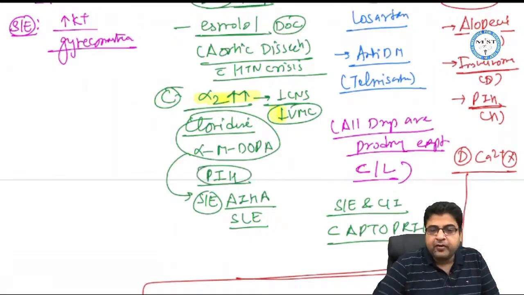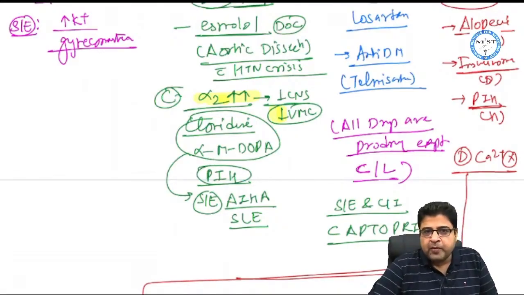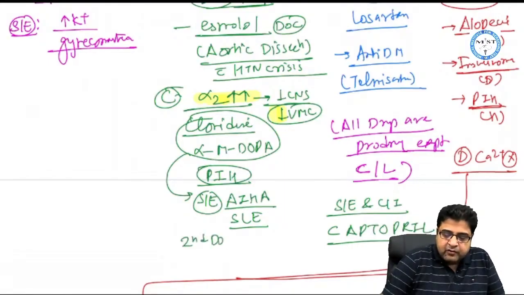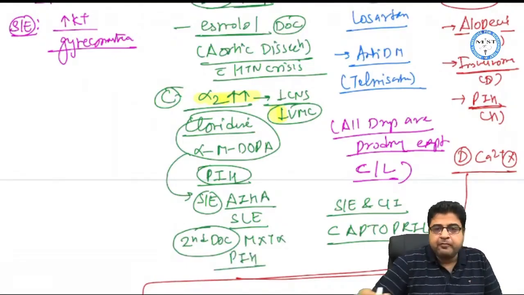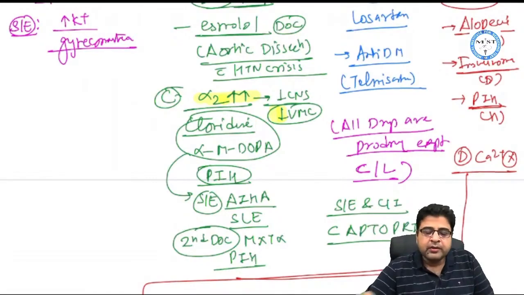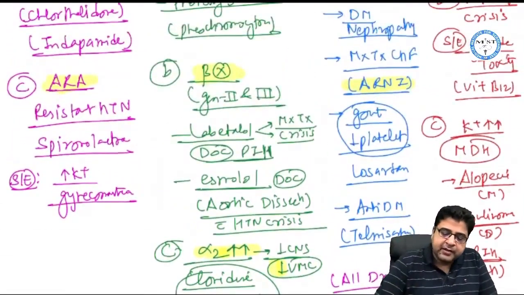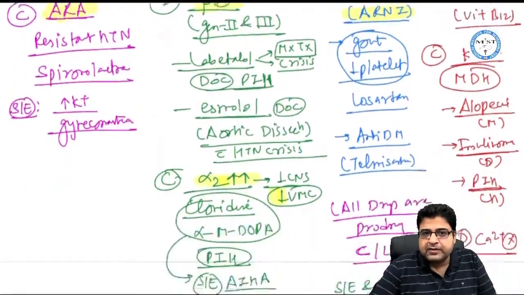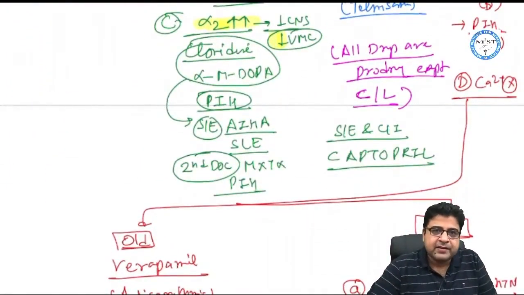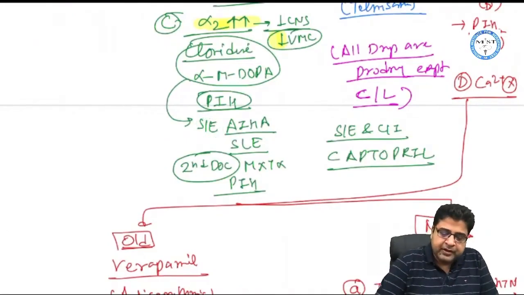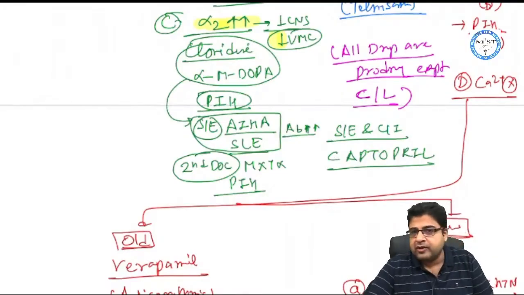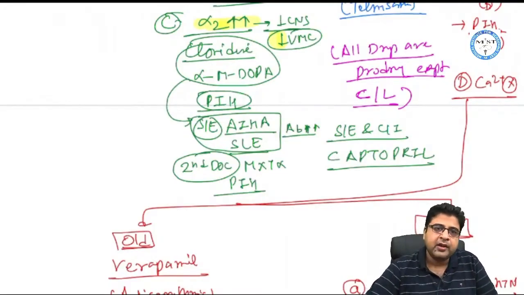Both medicines are given for PIH, and alpha methyl dopa is considered the second drug of choice for maintenance treatment of PIH. The drug of choice for maintenance treatment of PIH is labetalol. Why has this medicine not become the drug of choice? Because, as we discussed in the previous topic, this drug can cause antibody induction, which causes autoimmune hemolytic anemia and can result in an SLE-like reaction.